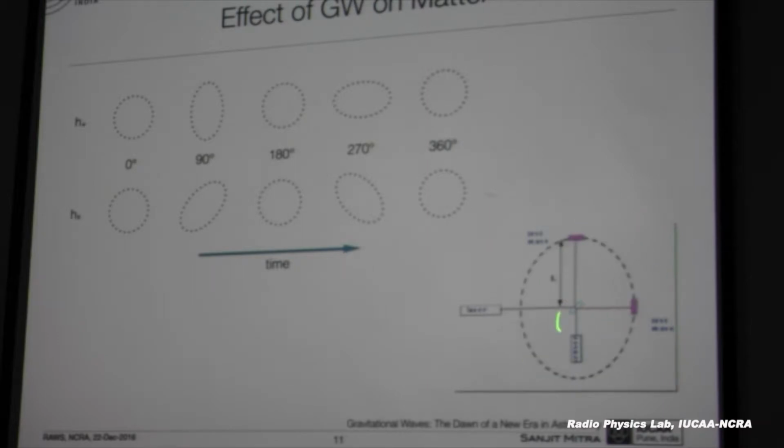Basically, this is what is going to happen. This will create a fringe shift on this detector, but you don't allow the fringe shift to happen; you feed it back so that the arms are changed slightly to account for that.